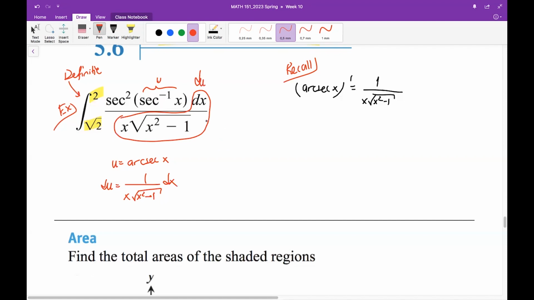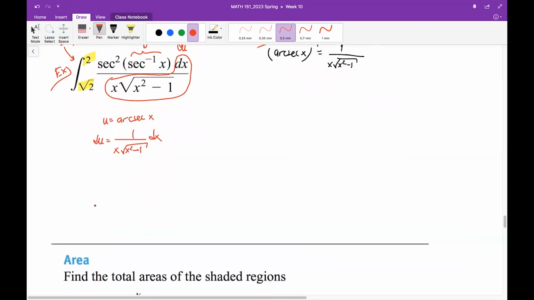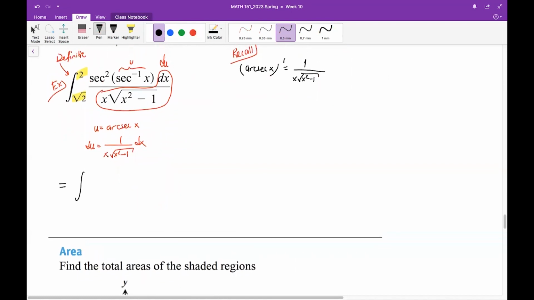Then you transform your integral by using this substitution. You can transform your integral into your new variable u like that. Secant square u du. You see how simplified a version we obtain. Okay, what about the boundaries? Can I write square root 2 and 2 here for the new integral? What do you think?